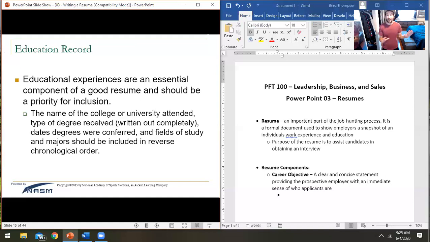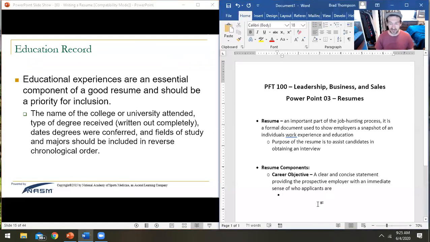Eventually I'm going to work my way up, but for now, just get me in the door. That's all I care about. I like that. I like mentioning entry level. So that's your career objective, right? And then the next part you've got is going to be your education record, right? I'm just going to put education.